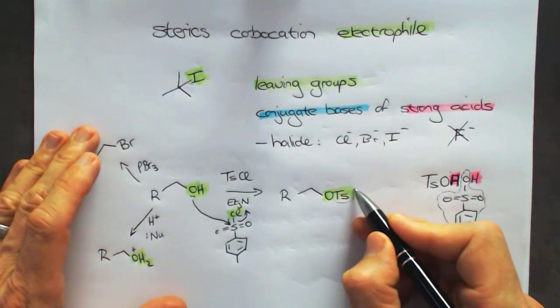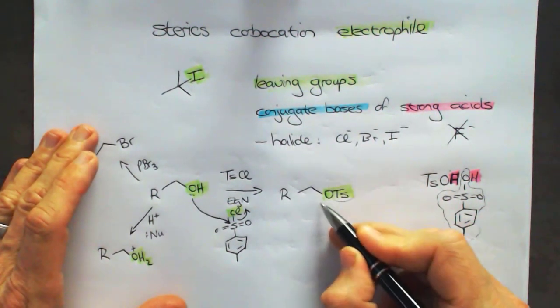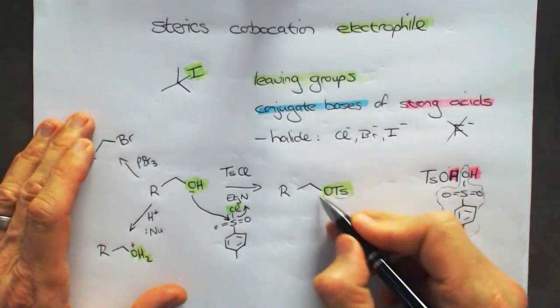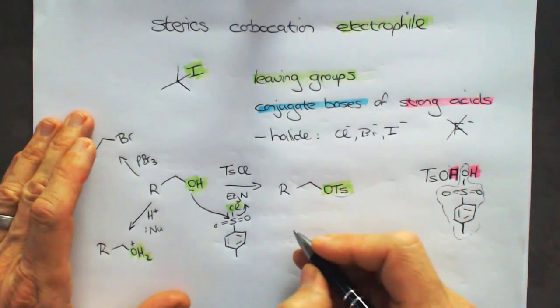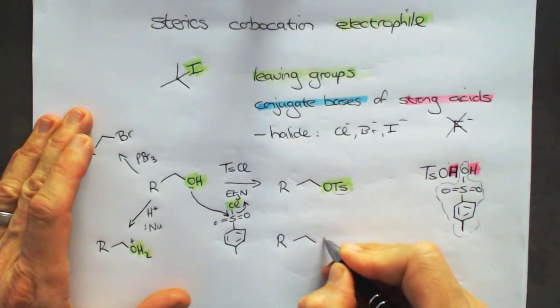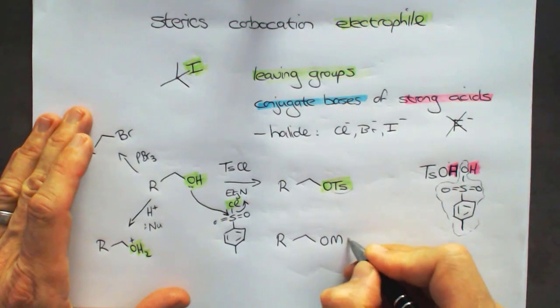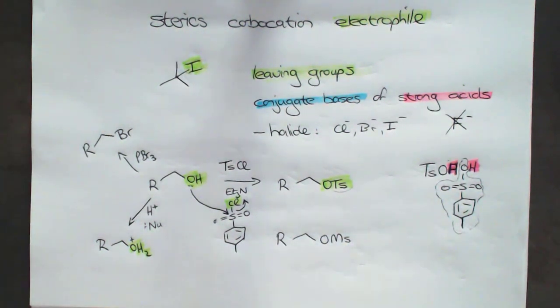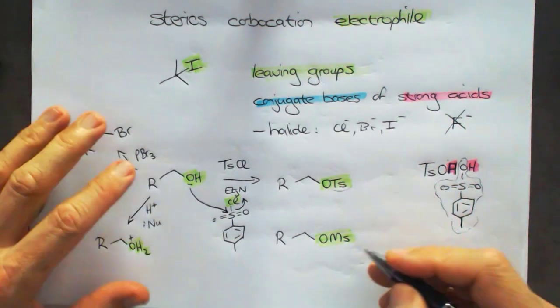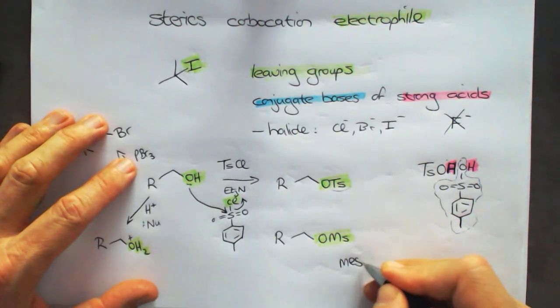There is a slight variation on this one as well, which we also need to know in this course. It's not just the tosylate that's important, but one that's called a mesylate, which is OMs. So this is now called a mesylate.